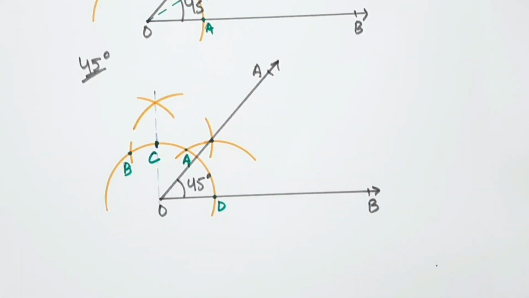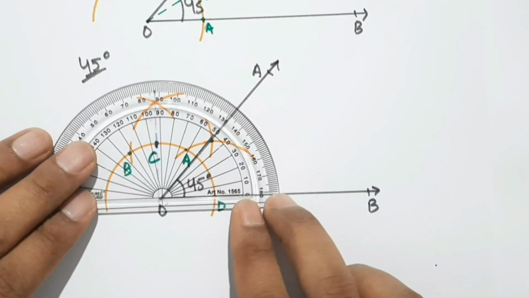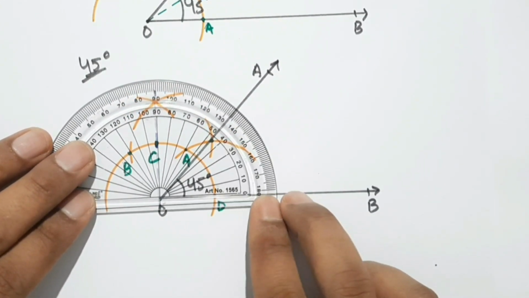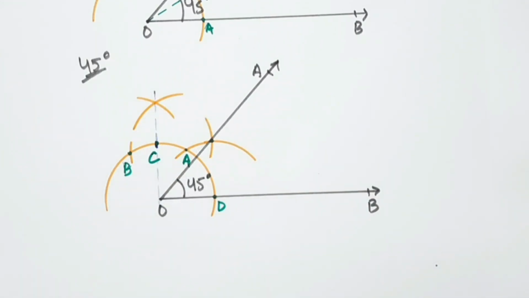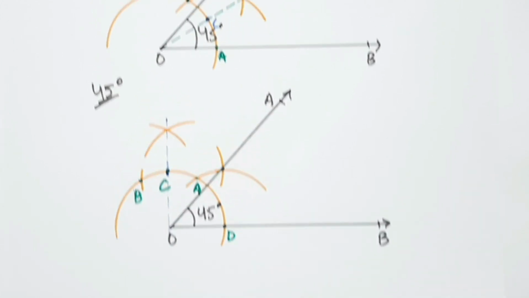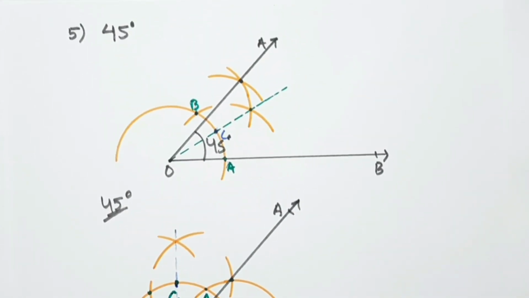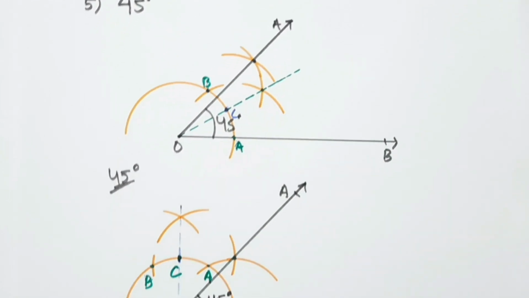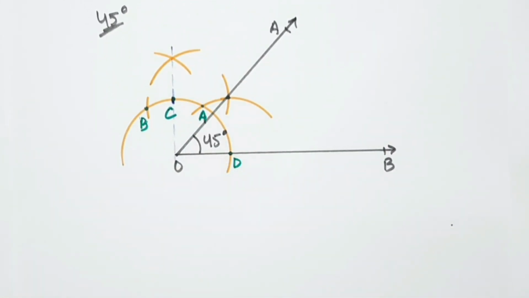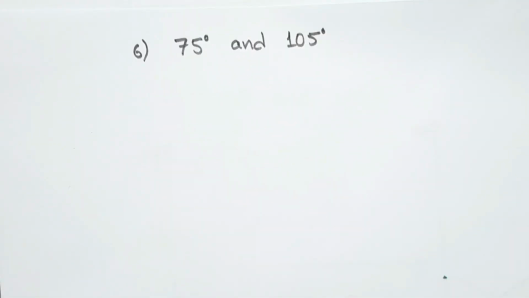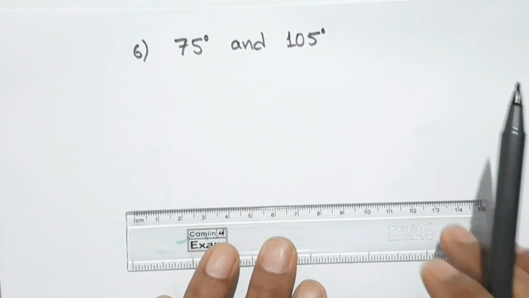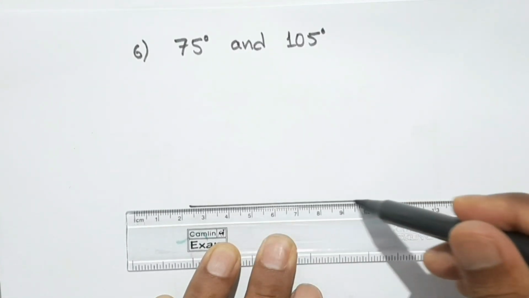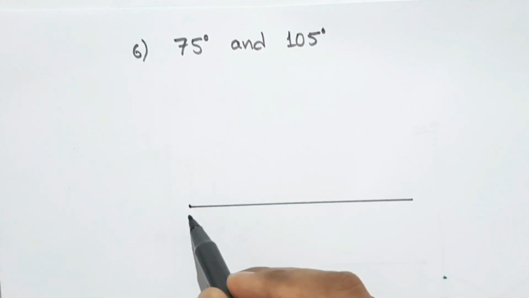Let us verify. So this is our 45-degree angle. Now we have learned to construct this 45-degree angle in two ways: first, by making 30-degree first, and second, by making 90-degree first. Now we are going to construct 75 and 105-degree. For that, the first few steps are the same. We draw the base of the angle and name it OB.